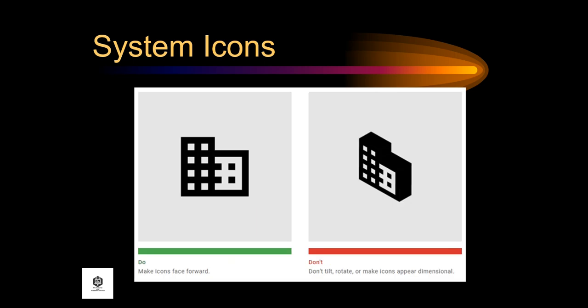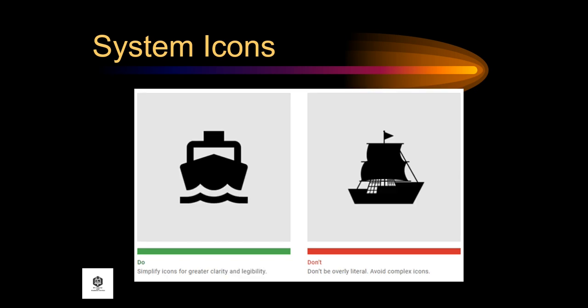Another example for the do and don'ts. For the do, make icons face forward. And for the don't, tilt, rotate, or make icons appear dimensional. Next example is do simplify icons for greater clarity and legibility, but don't be overly literal. Avoid complex icons.